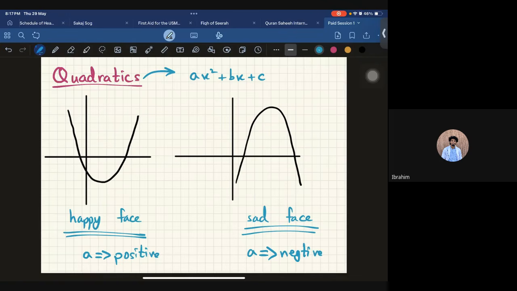Okay, so the coefficient of x square positive, it's a happy face curve. Coefficient of x square negative, it's a sad face curve. So you can remember with happy, it's positive, sad is negative.